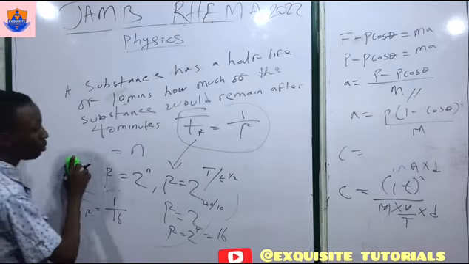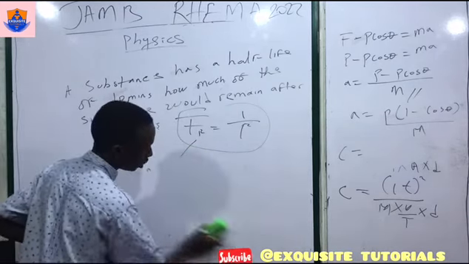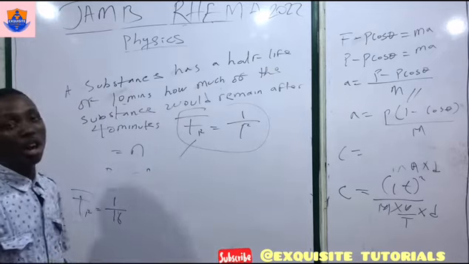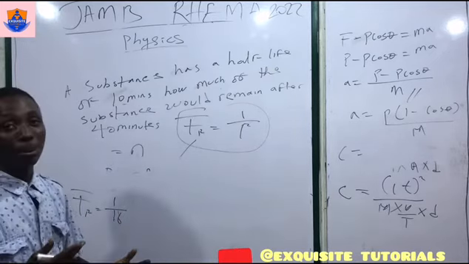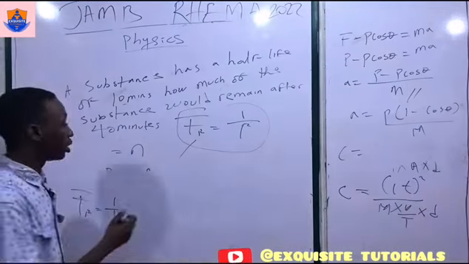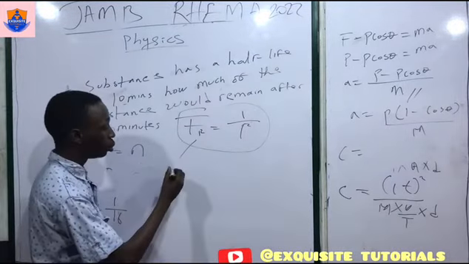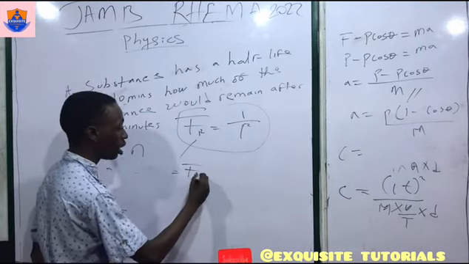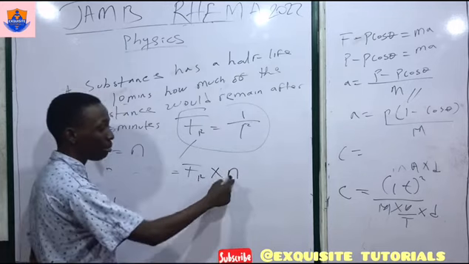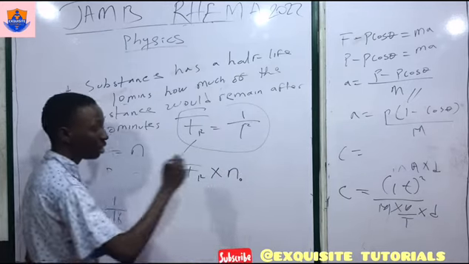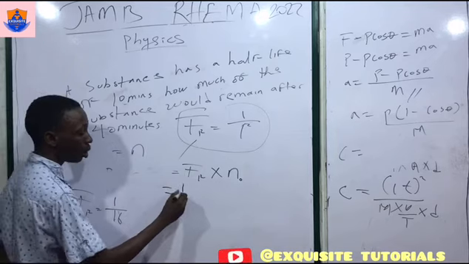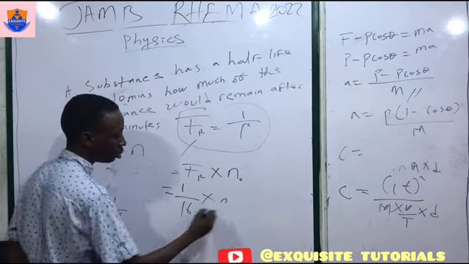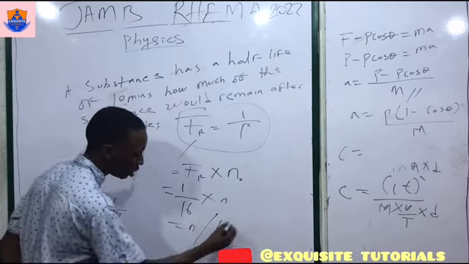So it's very simple and clear from here. If 1 over 16 of the material remains after the 40 minutes, then the amount of material that will remain is equal to the fraction remaining times the initial amount of the material we started with. So that will be equal to 1 over 16 times n, which is n over 16.